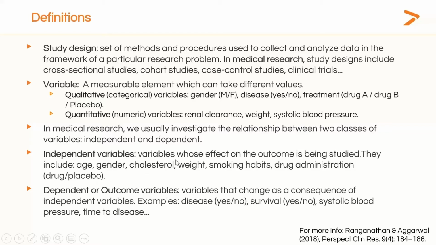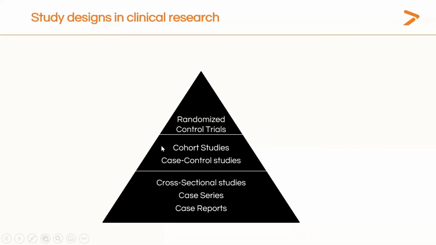Just for you to know, study designs in clinical research can be categorized like this in this very famous pyramid. I don't know if you've already seen this kind of figure. The study designs are sorted in order of strength of evidence. The higher you are in the pyramid, the more the study design is able to establish a causal relationship between independent variables and outcomes.